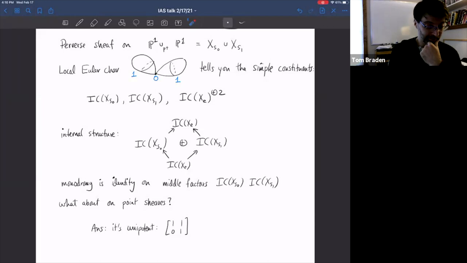Did people understand Roman's SL2 comments about the multiplicities here? Because now that this is right in front of you, it's easy to say it in another way, which is just that if you look at the multiplicity of IC S0 or IC S1 or IC E, these are SL2 representations. And the monodromy acts, if you ignore the one, or if you take the log, the monodromy acts by the Raisman operator.